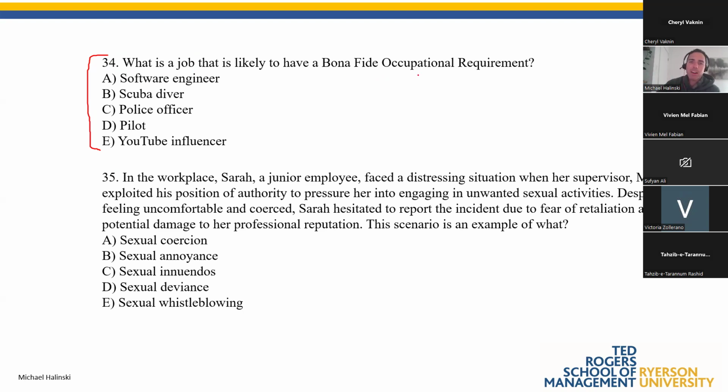A BFOR is one of my favorite concepts in the space, a bona fide occupational requirement. It's the idea that you are legally allowed to discriminate against somebody because of a job requirement. Now, if you think about all of these, which one could it be? A YouTube influencer: are they likely to have a bona fide requirement? Less likely than some of the other ones.